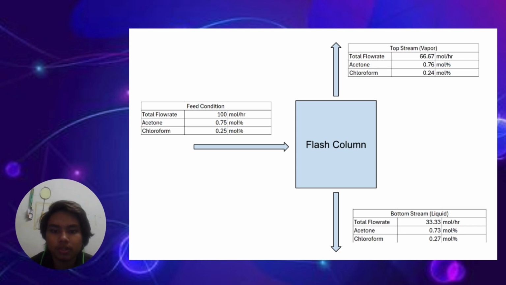In our condition, the initial temperature is 75 degrees. By using the calculation from before, we can find the solution, and the answer is that the top stream has a total flow rate of 66.67, and the bottom stream has 33.33 mole per hour, on the basis of 100 mole per hour.